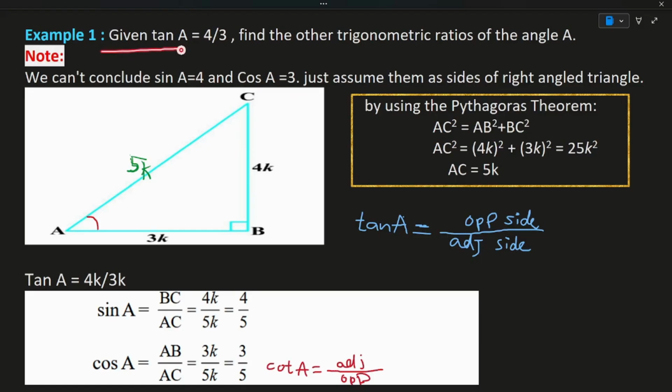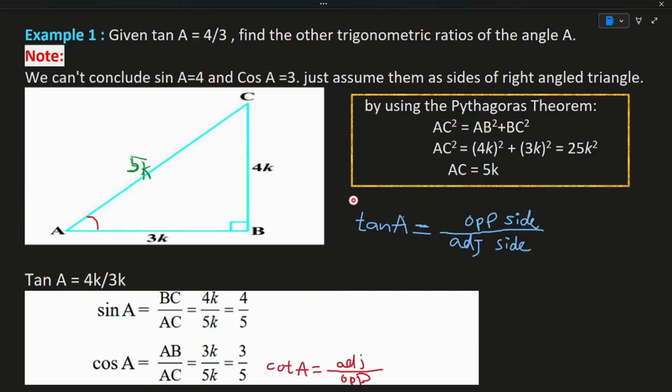Example 1: given tan A equal to 4 by 3, find the other trigonometric ratios of the angle A. In the problem itself, it is given that tan A equals 4 by 3. We have to find the remaining trigonometric ratios. Remaining trigonometric ratios means we have to find sin A, cos A, secant A, cosecant A, cot A, like this.